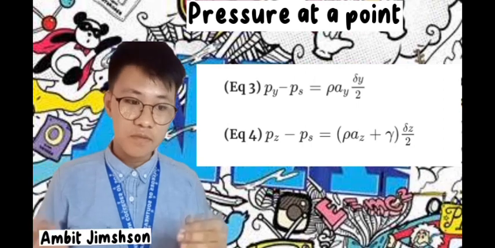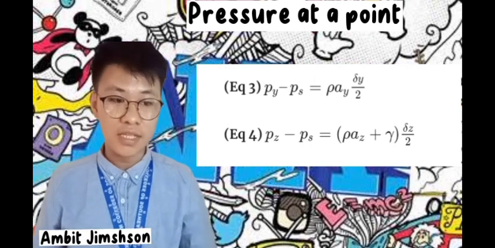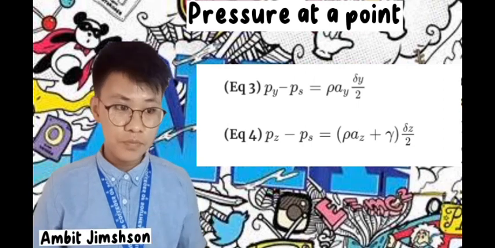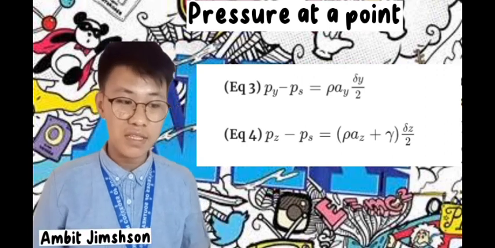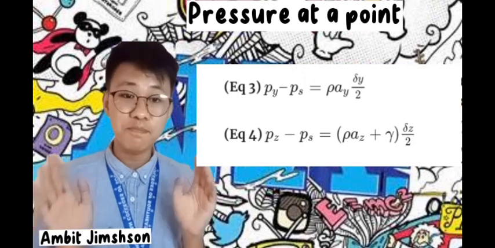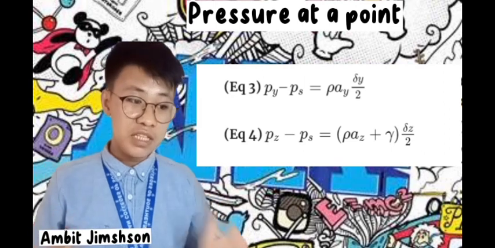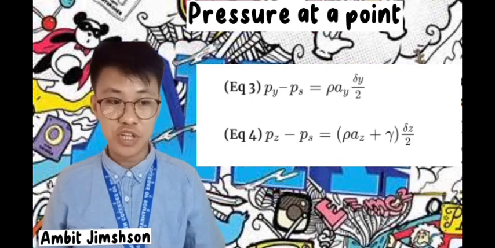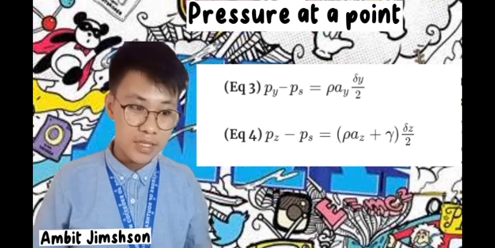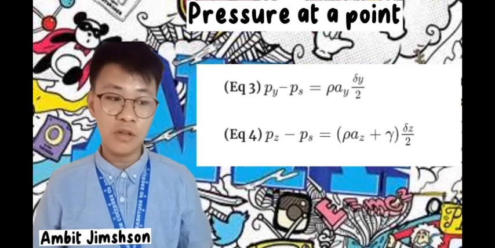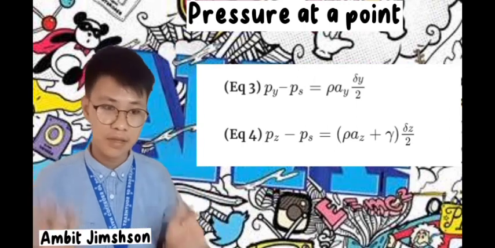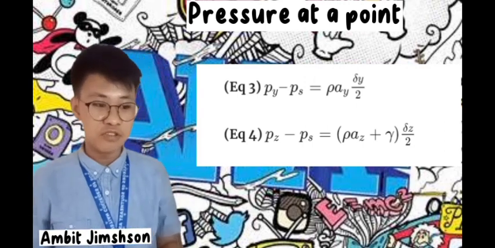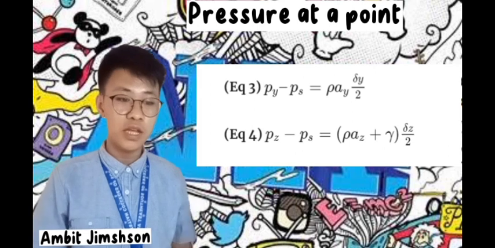So if you were to allow delta x and delta z to go to 0, then the Py equals Ps and Pz equals Ps. Hence, it can be concluded that the pressure at the point will be Ps equals Py equals Pz. This means that regardless of theta, the pressure at a point for a fluid at rest or in motion is independent of direction as long as there is no shearing stress present. So according to Pascal's law, if shearing stress is present, then the above statement will not hold true.